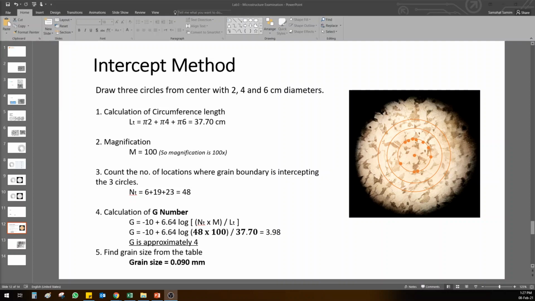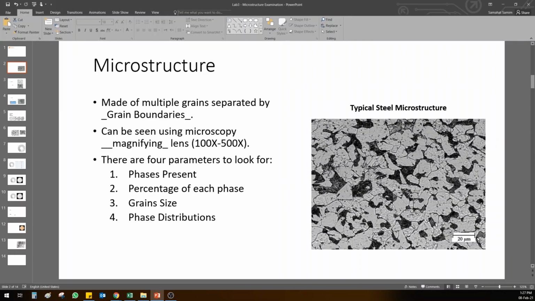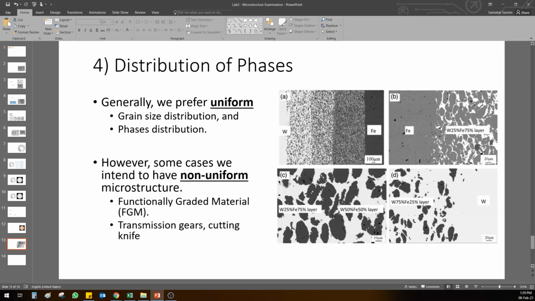Okay, the last piece of information I want you to find in your microstructure is the phase distribution. This is a simple step. You just need to find out whether your phase is distributed uniformly or non-uniformly. There can be only two options for that. The phase distribution can be uniform or non-uniform depending on the type of microstructure you have.